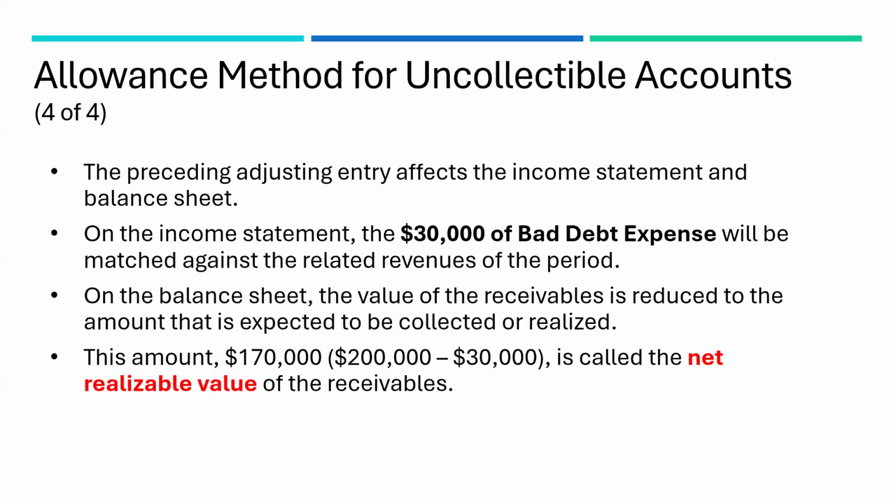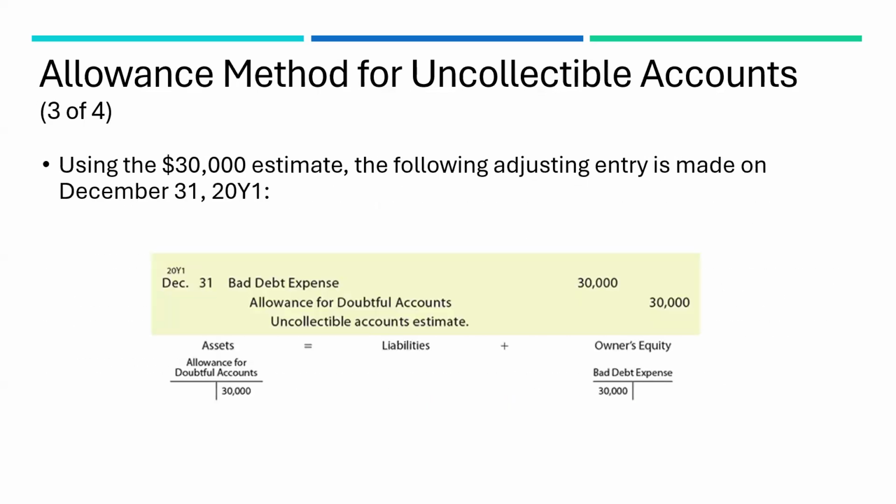And our journal entry to record this is a debit to bad debt expense and a credit to allowance for doubtful accounts, which is still in our assets section.